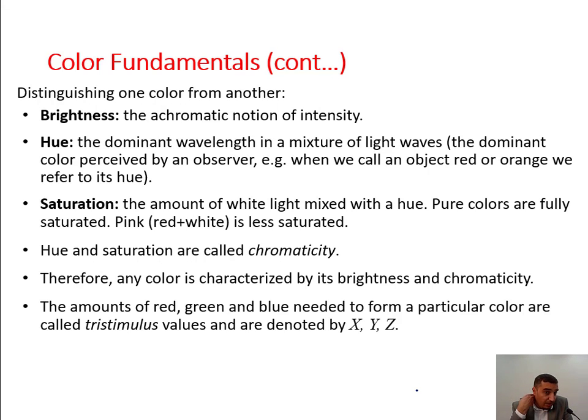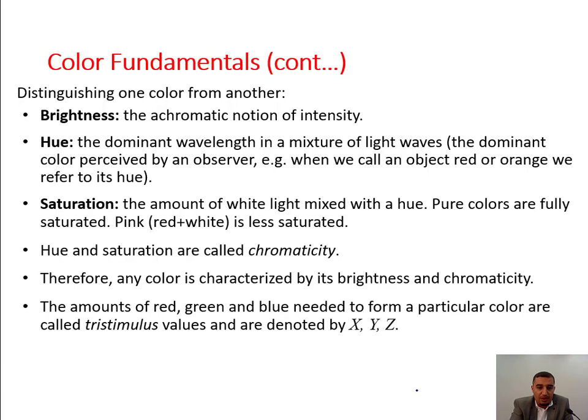Distinguishing one color from another is done through brightness, which is the achromatic notion of intensity; hue, which is the dominant wavelength in a mixture of light waves, the dominant color perceived by the observer. For example, when we call an object red or orange, we refer to its hue. Saturation is the amount of white light mixed with the hue. Pure colors are fully saturated. Pink is basically red plus white, so it is less saturated. Hue and saturation are called chromaticity. Therefore, any color is characterized by brightness and chromaticity.